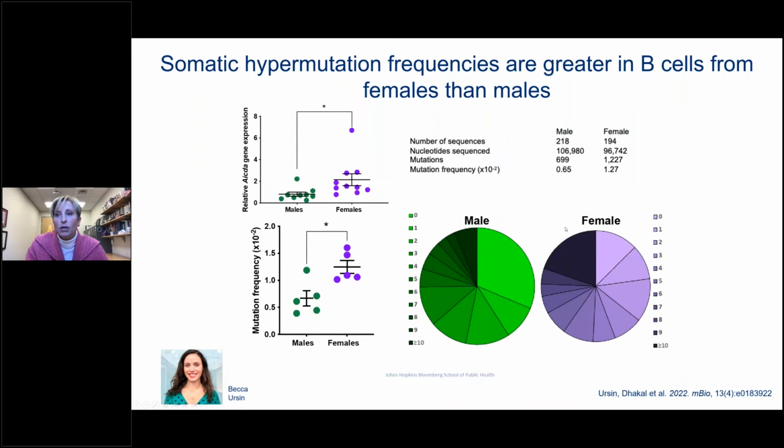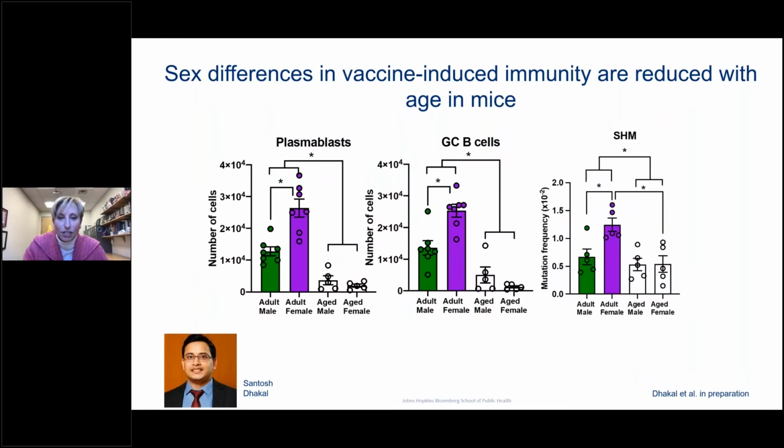And when we look on a per sequence basis, with lighter colors indicating fewer mutations, darker colors indicating more, when you look at the size of this pie, a majority of the sequences from males have no mutations, whereas a majority of the sequences from females have 10 or more mutations.